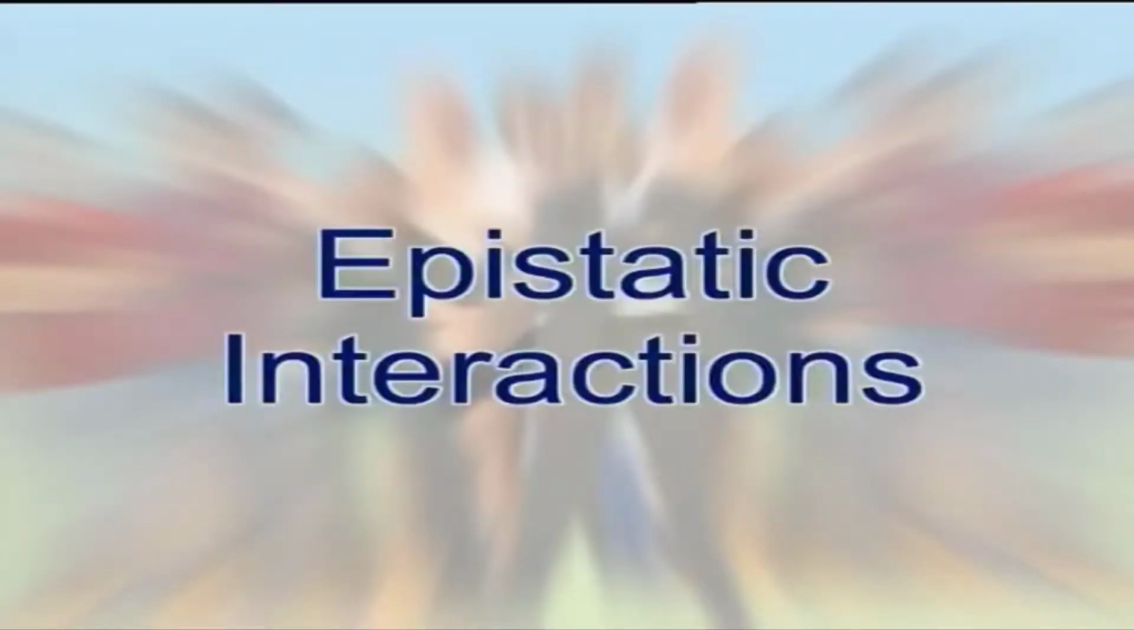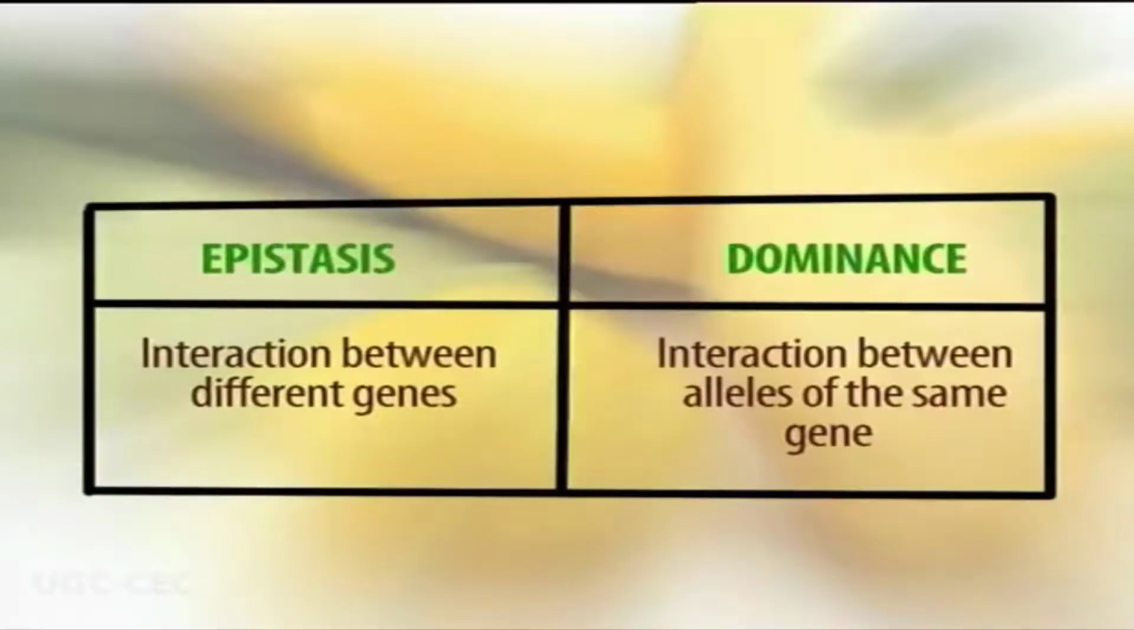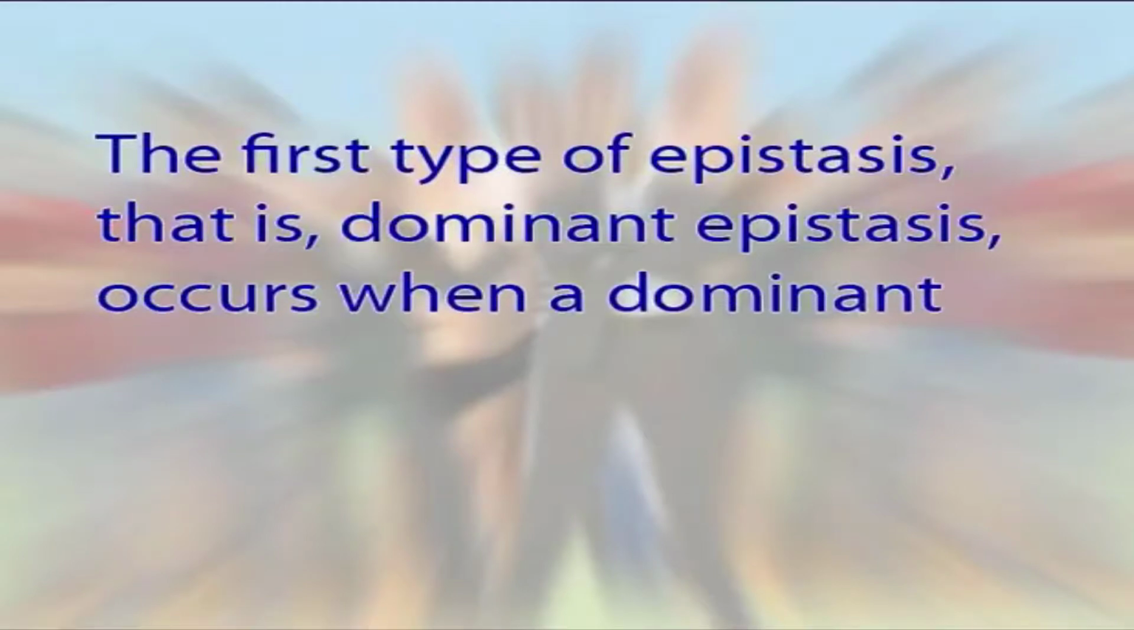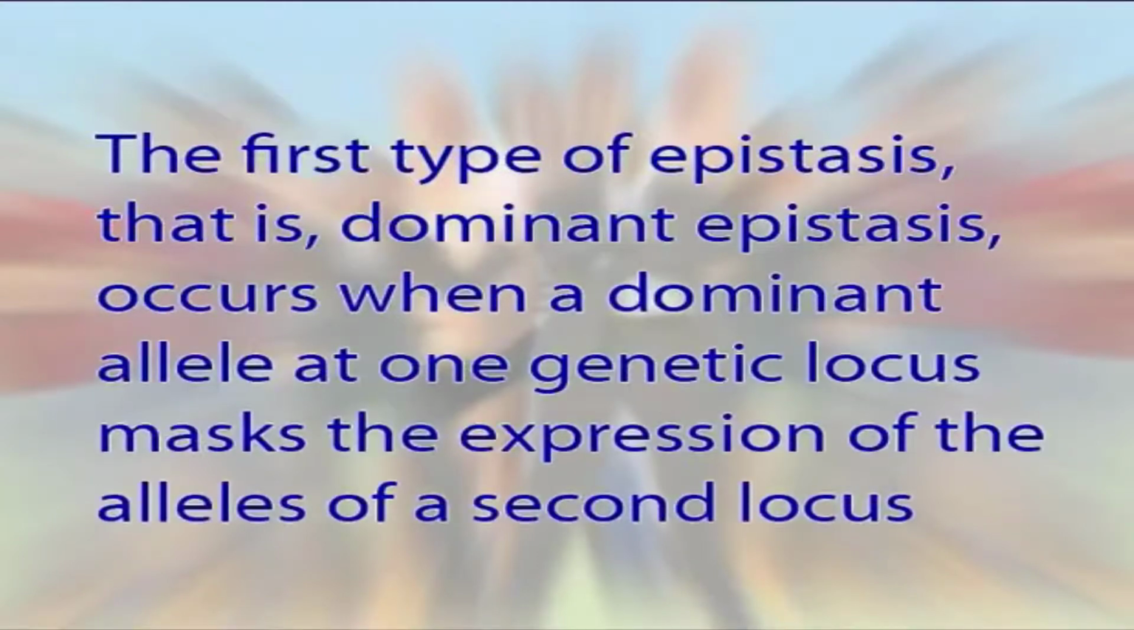Now let us discuss epistatic interactions. Epistasis is the interaction between different genes, that is, non-allelic, while dominance is the interaction between different alleles of the same gene. The first type of epistasis, that is dominant epistasis, as already told, occurs when a dominant allele at one genetic locus masks the expression of the alleles of a second locus.